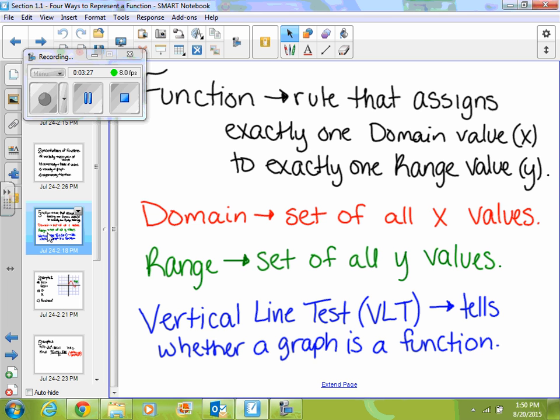When we're looking at the domain of a function, we're looking at just the set of all the x values that make up that function. For the range, we're looking at the set of all the y values that make up that function. And our vertical line test, often abbreviated the VLT, is a test that tells whether or not a graph is a function.